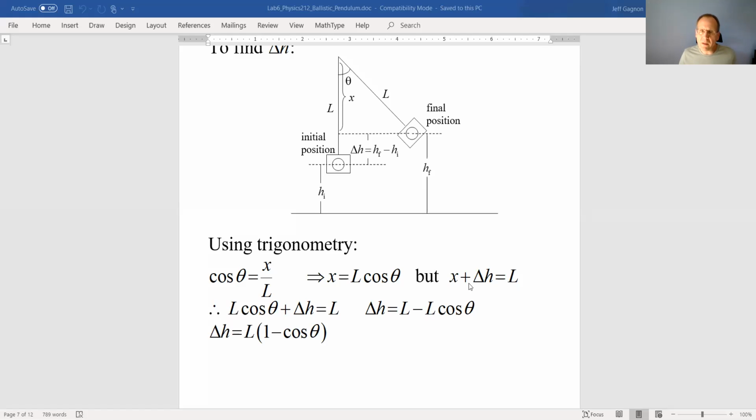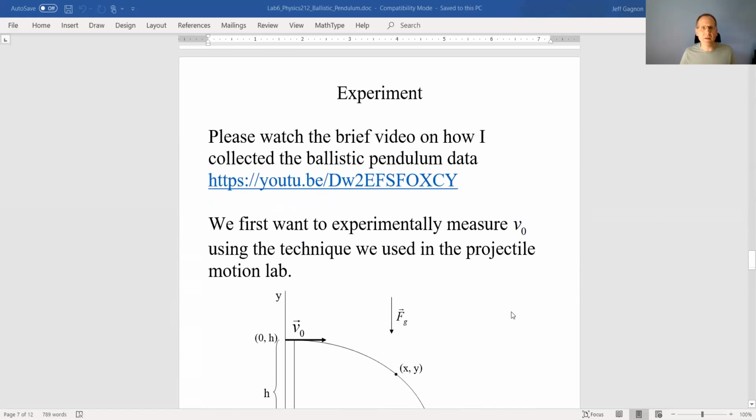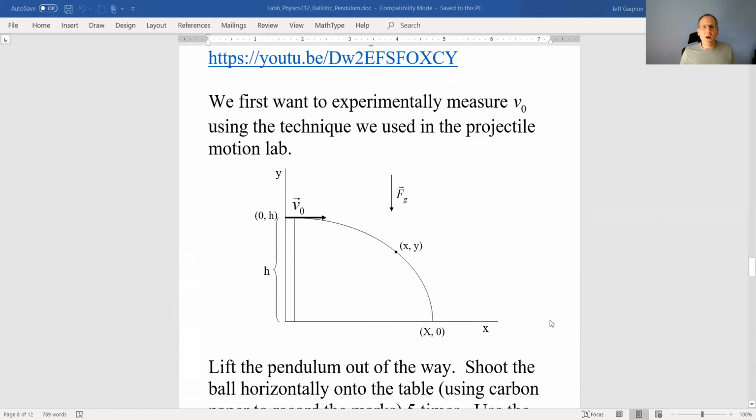Okay, so we derived all the formulas that we need, right? So let's look at the experiment. Again, if you have a few minutes, it's a really good idea just to watch this quick little video on how I collected data, like what the equipment actually looks like and how I collected the actual data. Okay, first part of the experiment. We want to measure V naught another way as well. We want to experimentally measure V naught.